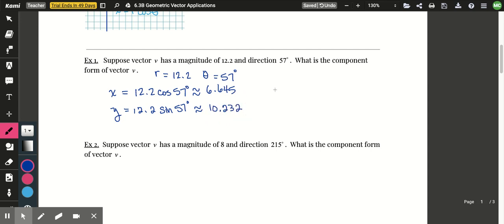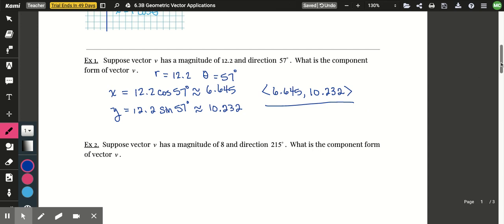So if I wanted to write this in component form, I would make my arrow brackets here, and I would put the x component first, a comma, and then the y component. And of course, close it with the arrow bracket there. So this would be my component form.